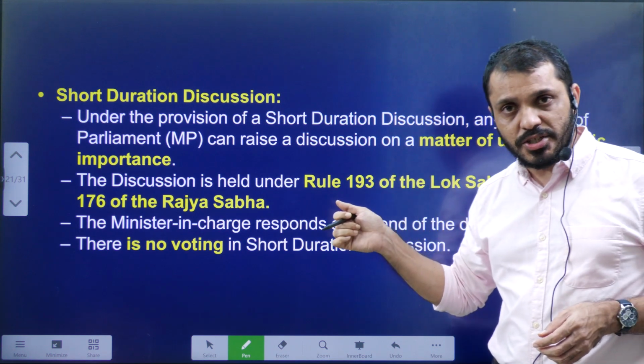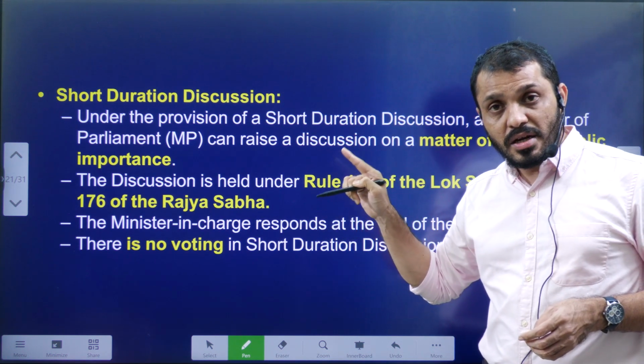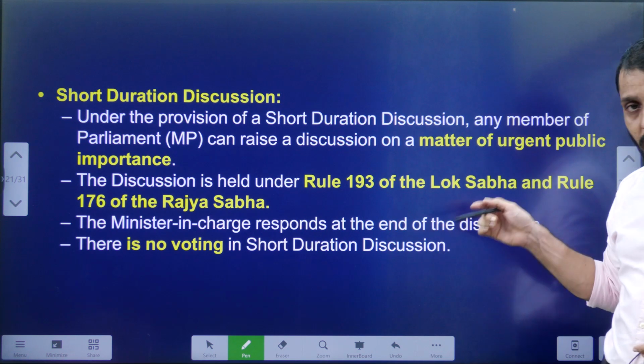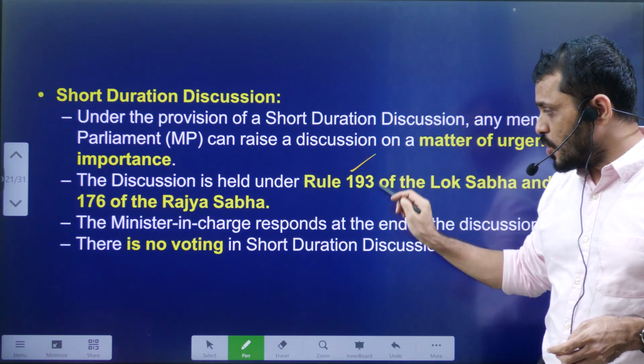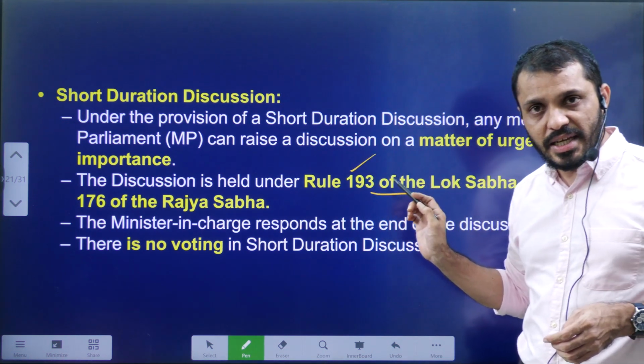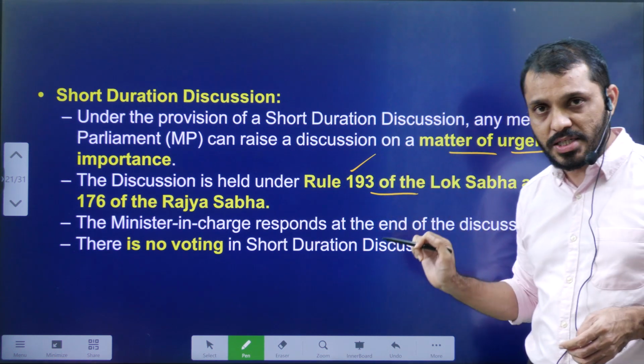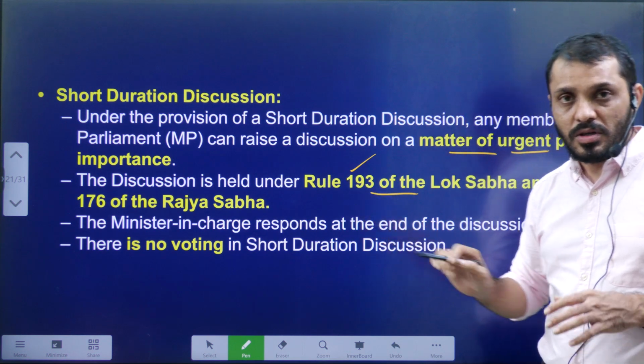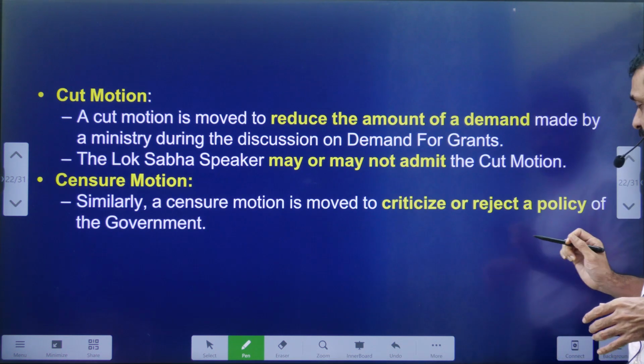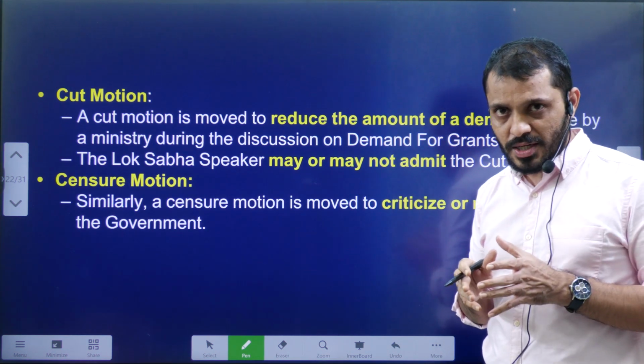Next, short duration discussion. In Rajya Sabha, rule number 176 deals with the short duration discussion, whereas in Lok Sabha, rule number 193. Generally, short duration discussion will be held on matters of urgent public importance. And in this also, there will be no voting and the discussion will be continued for 2.5 hours only.